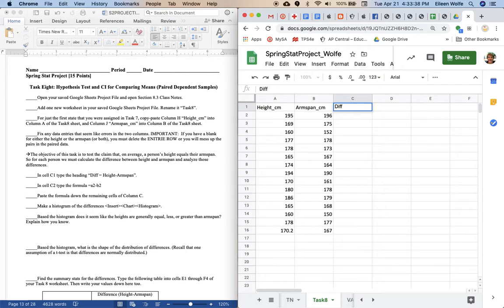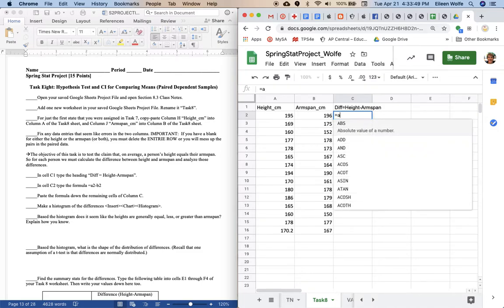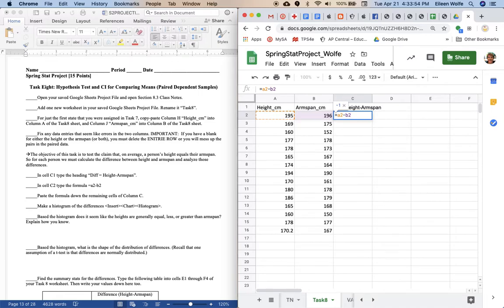So I'm going to put in a heading of diff equals height minus arm span. And then I'm going to calculate those differences. So equals A2 minus B2. It's going to take those two entries and subtract them for me. Okay, and then if I grab the little square, I can fill in the remaining cells. So I got those differences calculated out for height and arm span, pasted it down, and now I'm going to make a histogram of this data.